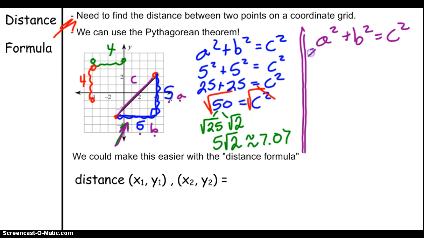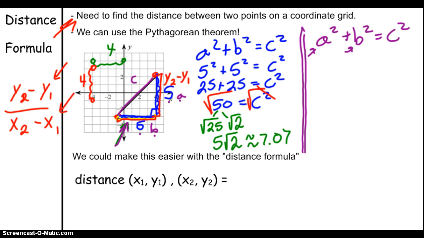But instead of a and b, think about this. What's another way you could find the distance between these 2 points without actually counting? Well, if you think to the slope formula, we do that already. y2 minus y1 over x2 minus x1. This y2 minus y1 is actually this distance right here. So I could call this y2 minus y1. And this x2 minus x1 is actually this distance right here. So this b I could call x2 minus x1.